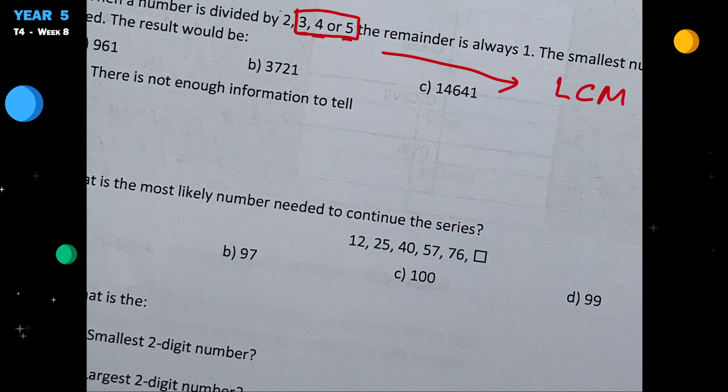Because what we've got to do is, let's look at 3 and 4 first. So 3 and 4. What's the lowest common multiple of 3 and 4? The lowest common multiple is equal to 12.